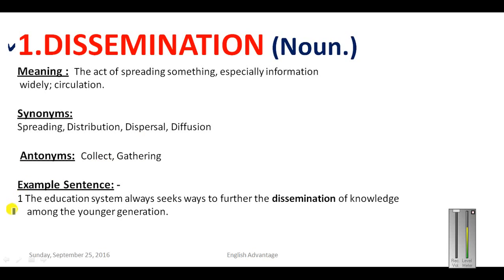Now the example sentence for this word is: the education system always seeks ways to further the dissemination of knowledge among the younger generation. The education system always looks for different ways to spread the knowledge and to spread the education among the younger generation. So to disseminate means to spread, particularly information or knowledge. So this is the meaning of dissemination.